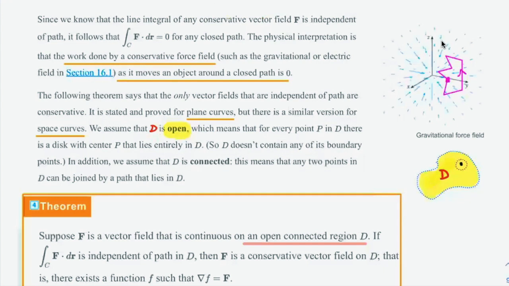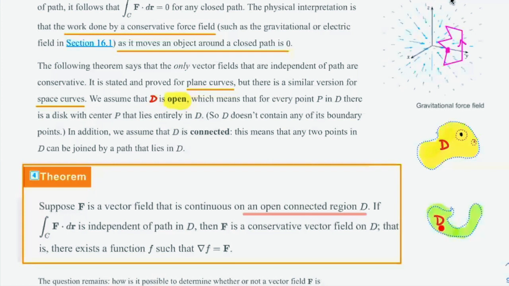Well, if it's close to this boundary here, you can make the radius of the disk small enough, and the disk will still be contained entirely inside this set D. So as long as D doesn't contain any of its boundary points, we can draw a disk for any point inside this D that will be entirely inside this set D. And this kind of set, we call an open set D. So D doesn't contain any of its boundary points.